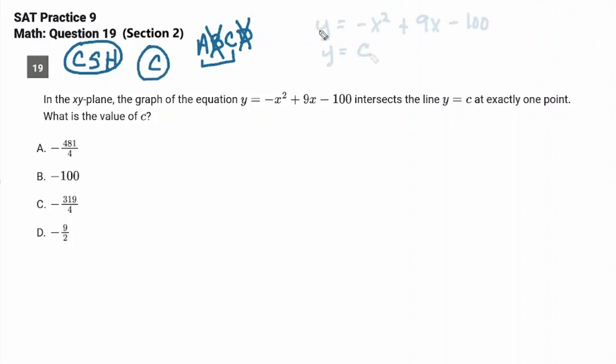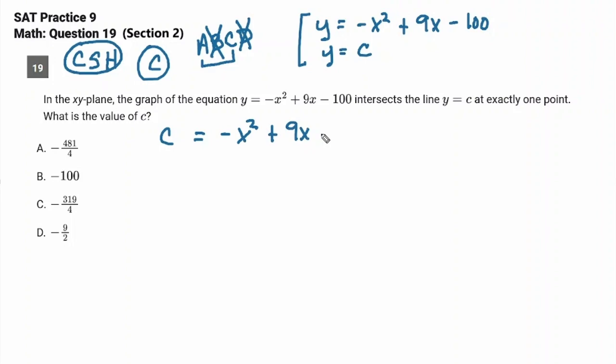There's 2 equations here. You can skip this step, but think about it. If y is this thing and y is this thing, what are these 2 things? They're the same. So you should start by saying c equals negative x squared plus 9x minus 100. And then the other thing that you want to know, you're dealing with a quadratic equation. This is what a quadratic equation basically looks like. If you have exactly one solution, intersects at exactly 1 point, then b squared minus 4ac has to be 0.